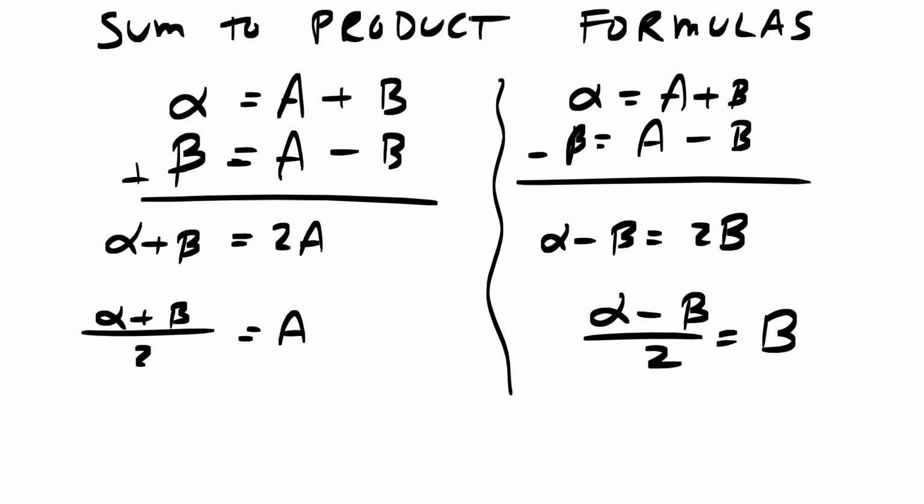So rewriting the first formula we ever created, A cosine B equals 1/2. And guys, tell me if I'm going too fast.